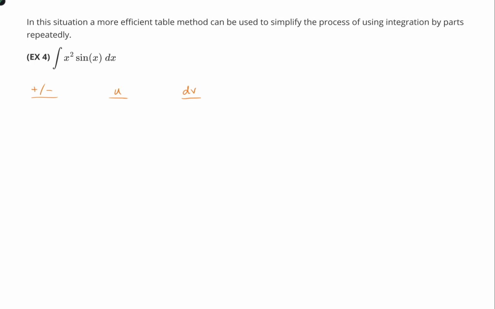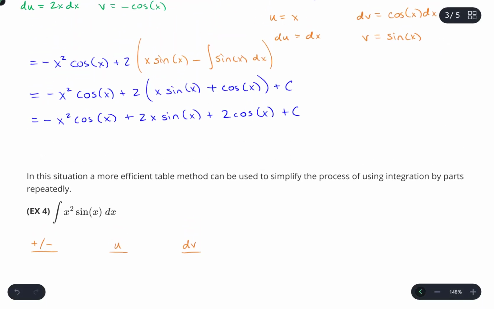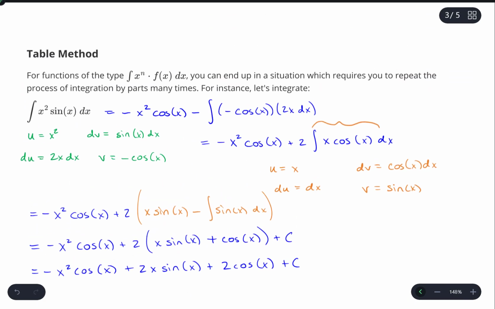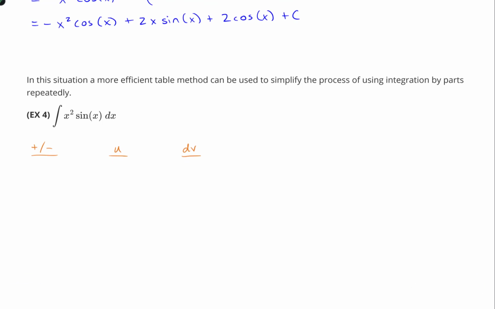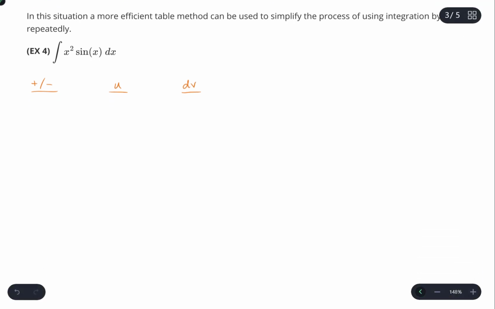The reason for the positive and negative is that the negative in front of the next integral changes the sign of what comes inside. And that happens at every single step. It flip-flops at every single step of the process. So it's important to have in this table method. So what I do is u is generally going to be decided upon by the algebraic part. So in this case, the function x squared.